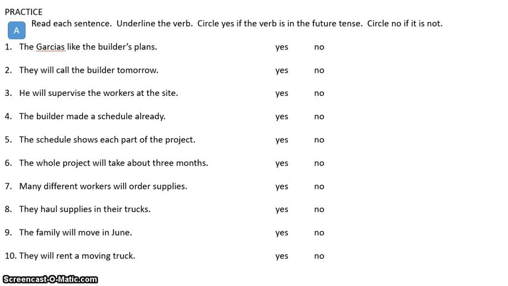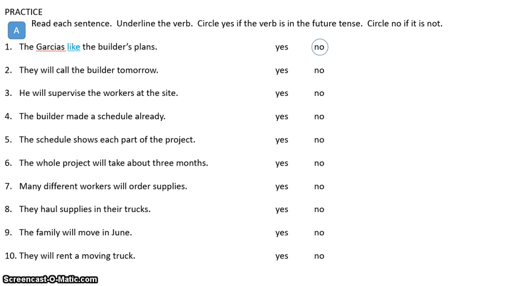Okay, so let's look at number 1. It says the Garcias like the builder's plan. So we're going to find the verb, and it is like. And I'll ask, is it future tense? I'm only looking for future tense. Does it have the word will in front of it? The answer is no, so I circle no.